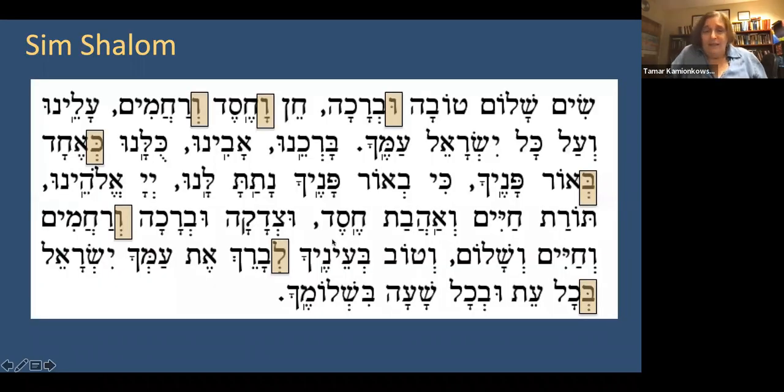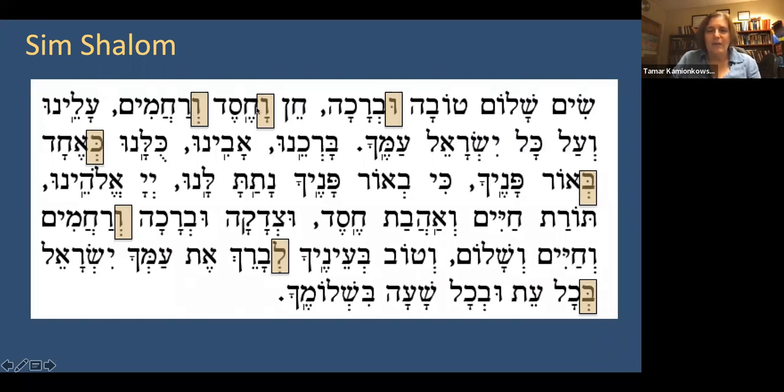So now coming back to our Sim Shalom, we can look at some of those nouns and a few other examples to see how things are attached to the beginning. So now we can come back to the word for blessing, beracha, a blessing. And we now understand the u in front of beracha means and blessing. So chen va chesed, right? Chen and chesed and rachamim. Right.